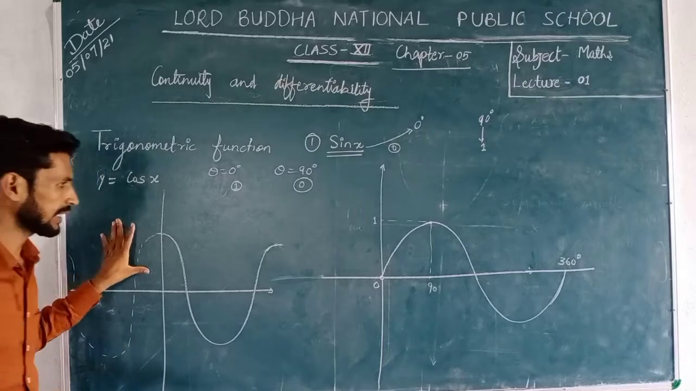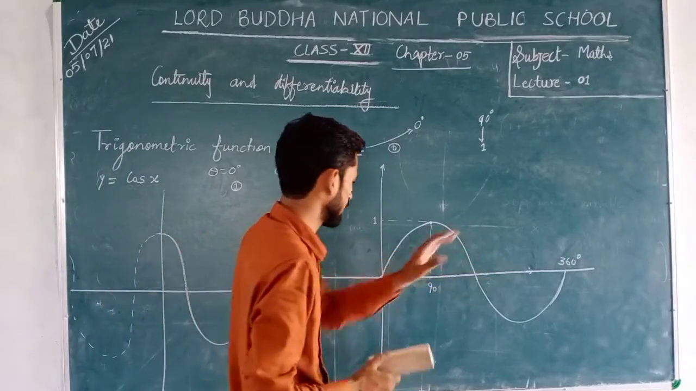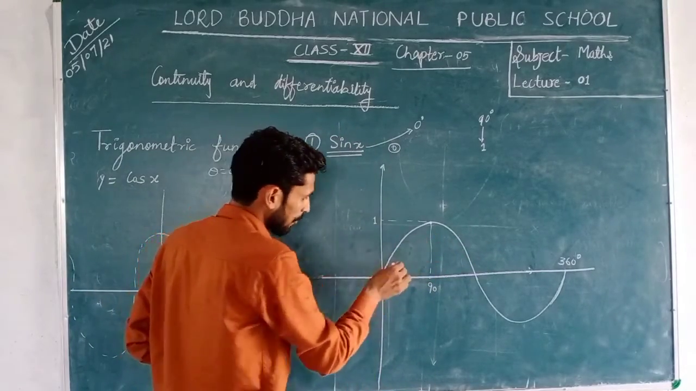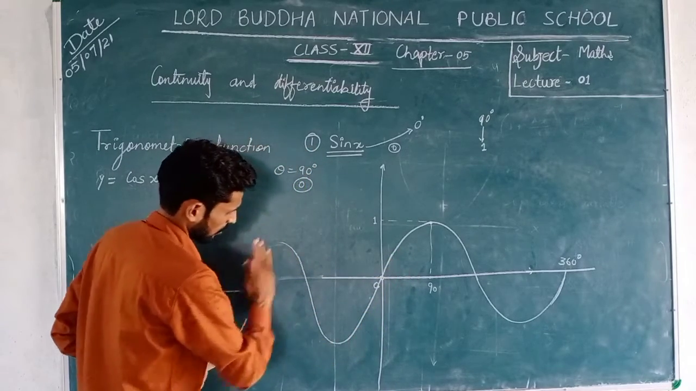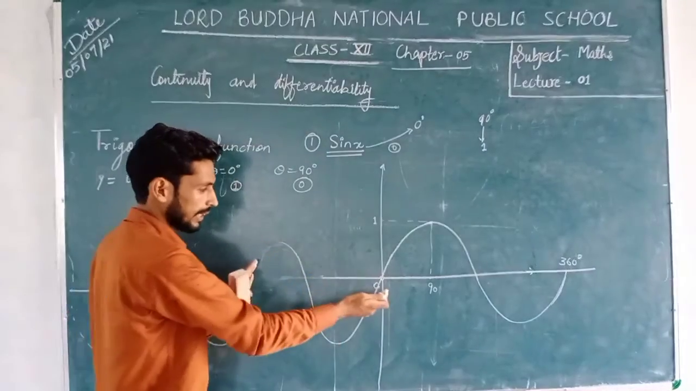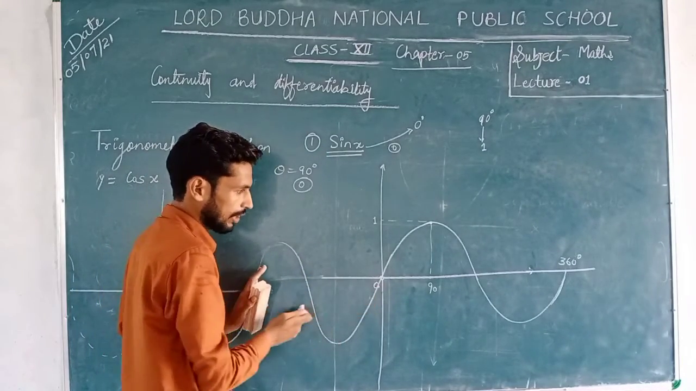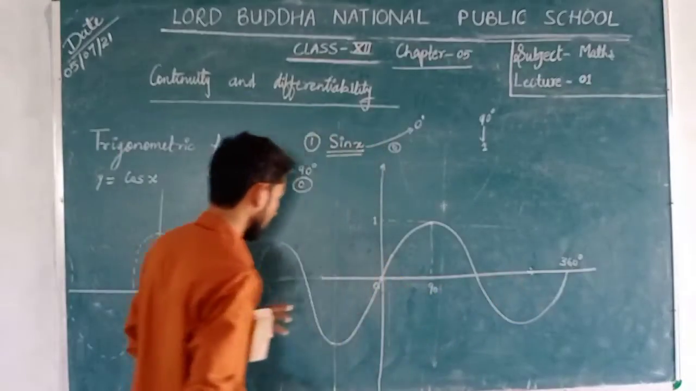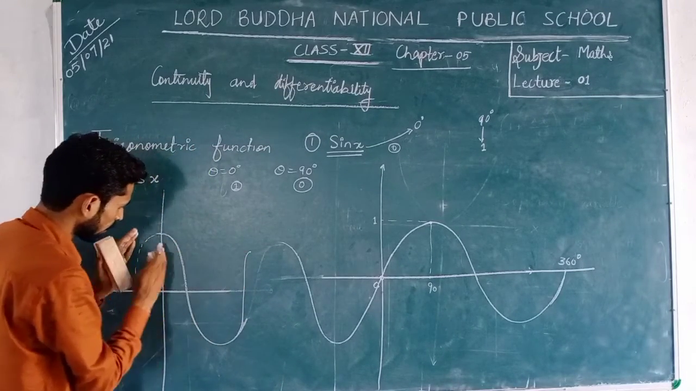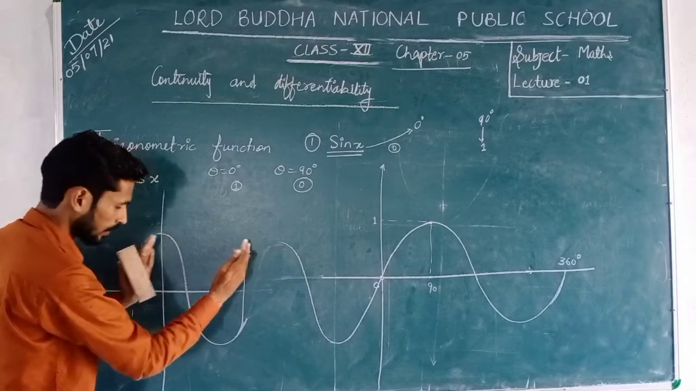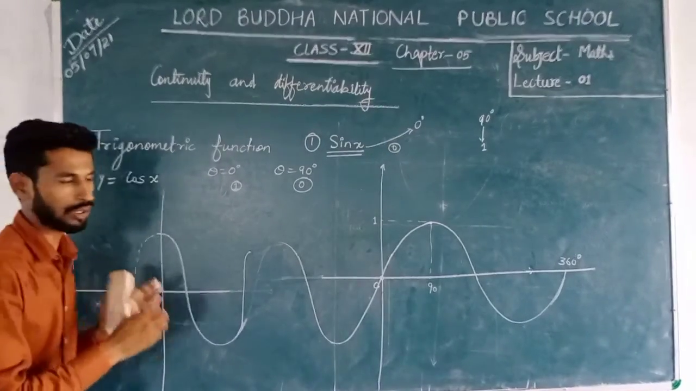This is for cos x and this is for sin x, and this graph can also repeat like this. Okay, this is for the negative angle, this is for the positive angle, and in this manner for cos x, this is for the positive, and these are for the negative angles.